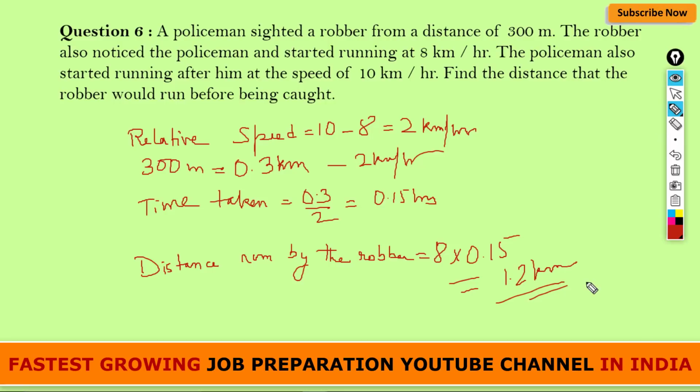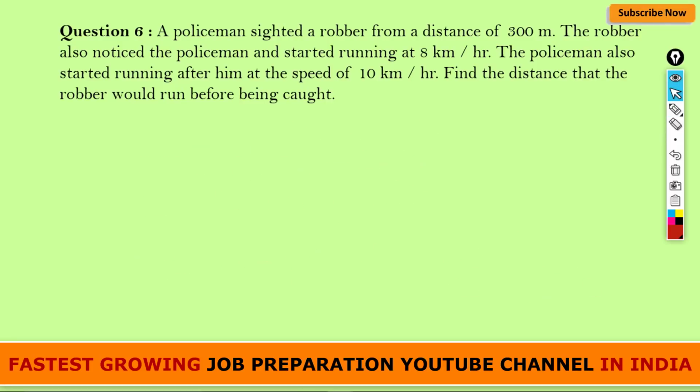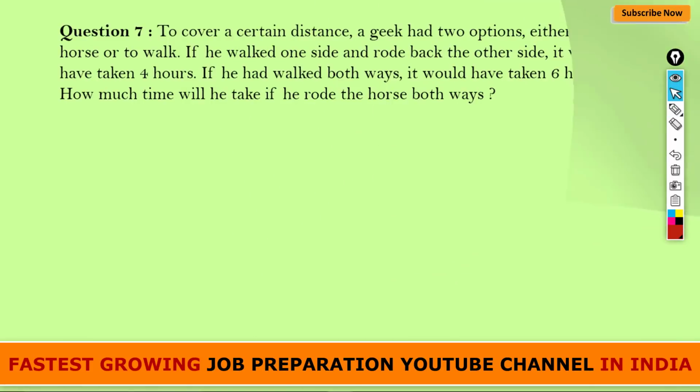Moving on to the next and our last question. The last question is: to cover a certain distance, a geek had two options, either to ride a horse or to walk. If he walked one side and rode back the other side, it would have taken 4 hours. If he had walked both ways, it would have taken 6 hours. How much time will he take if he rode the horse both ways? So here is a very interesting problem for you.